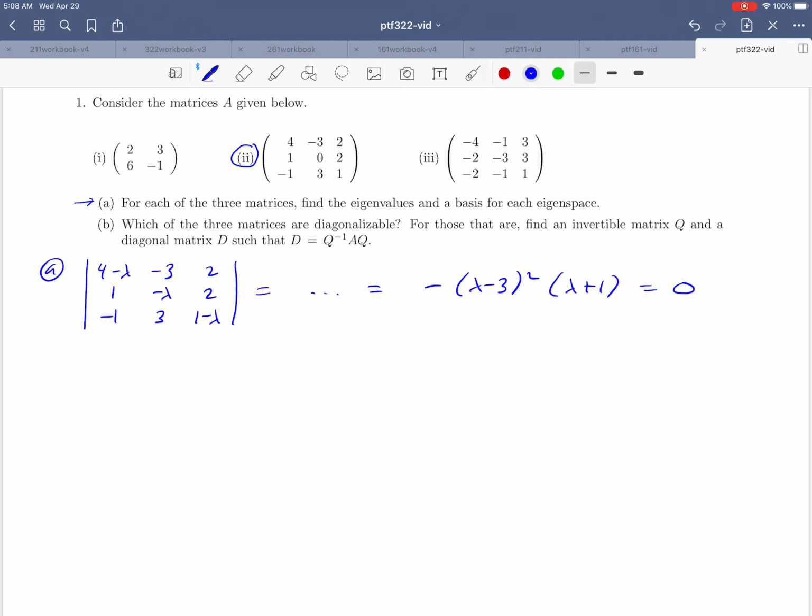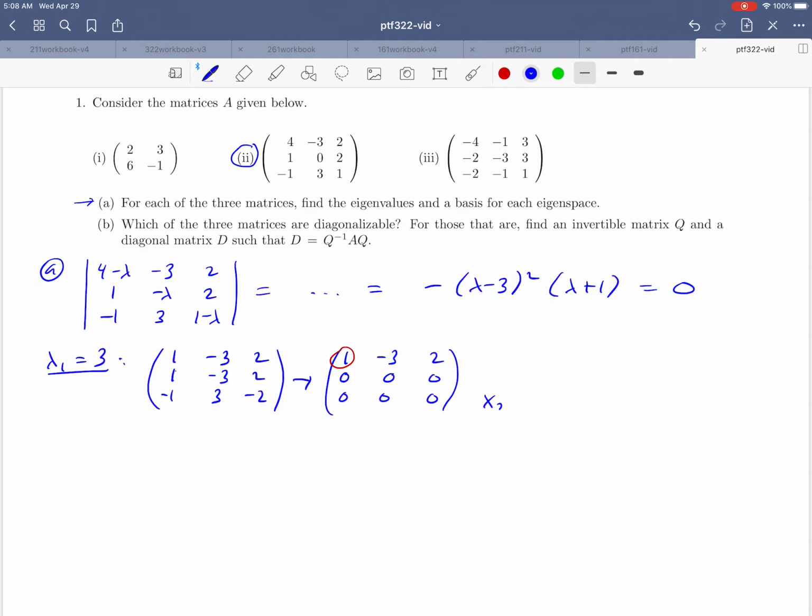So we'll look at those separately, starting with 3. Our coefficient matrix would become, if we plug in 3 for all of those lambdas, 1, -3, 2, 1, -3, 2 again, and then -1, 3, -2. It's kind of nice what happens if you do row operations. We'll leave that first row the same, and then notice that we get 2 rows of zeros. So in this case we've got just one pivot position and 2 free variables.